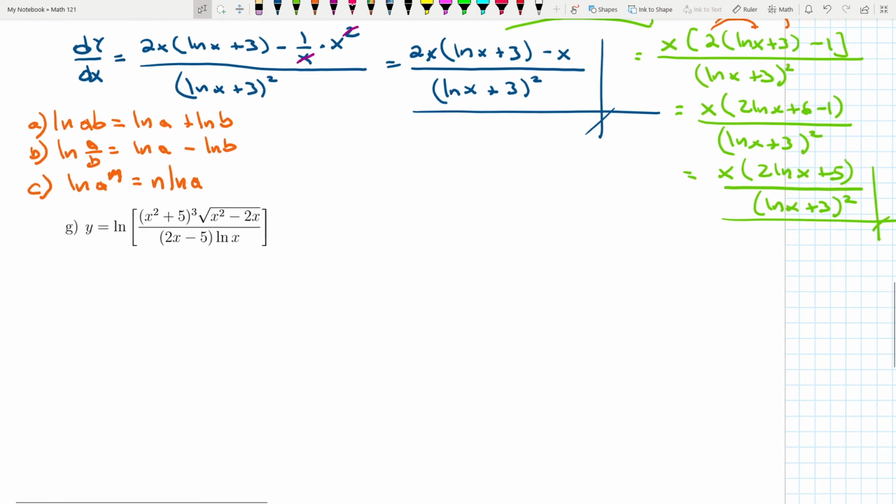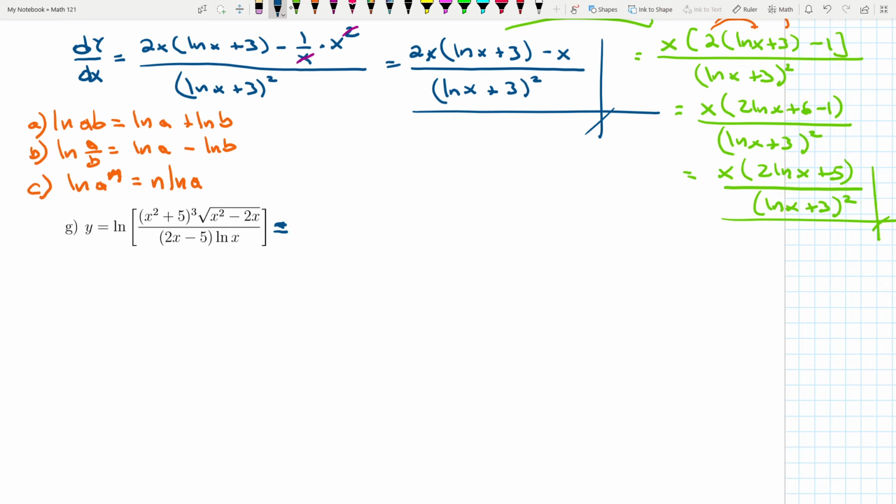Once you do that, if you believe that you need more review on this one, you may go back to this example. So what we're going to do in this case is rewrite this ugly looking function into a lot simpler functions to differentiate. That is, I'm going to use algebra here to simplify this natural log function.